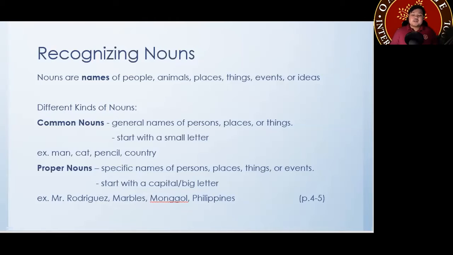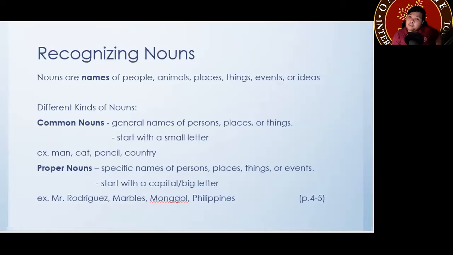Okay. So there are different kinds of nouns. We have the common noun and we have the proper noun. These are just reviews. I hope that you guys remember your topics back then. Common nouns, basically, guys, are general names. Names of persons, of places, of things. And they start with a small letter. Example: man, cat, pencil, country. These are common nouns. They are general names. They are not specific.